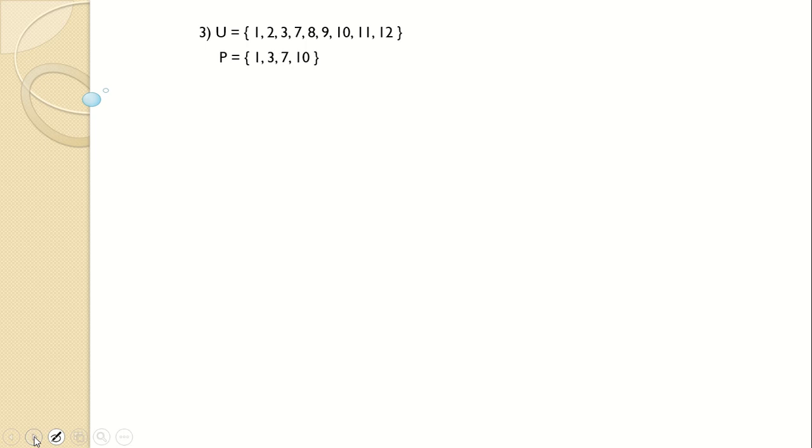Now in the third sum they have given you the universal set 1, 2, 3, 7, 8, 9, 10, 11, 12 and the set P 1, 3, 7, 10. You are asked to draw Venn diagram for universal set U, P and P complement. So P complement is not given. We have to first find out what is going to be a P complement and draw the Venn diagram for it, and also we have to verify if P complement is equal to P.